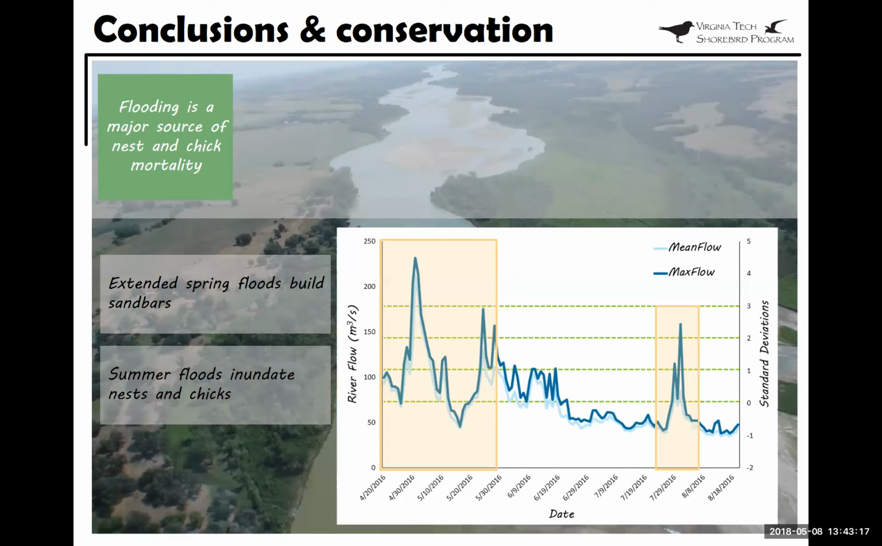And we didn't lose any nests due to flooding. They were all initiated during that period that was outside of the flood events. However, in that spike in late July, we did lose a number of chicks as the river flow really peaked in just a couple hours. A little flash flood came and submerged all the habitat.